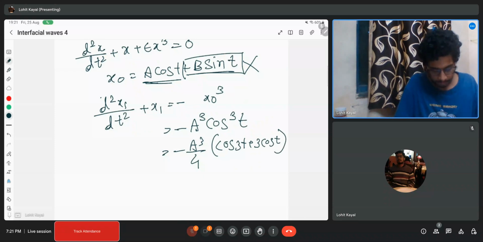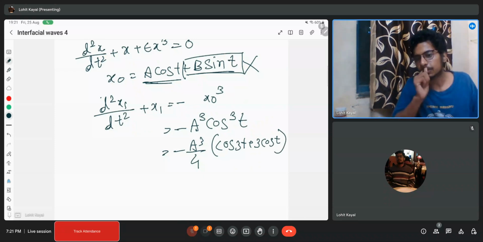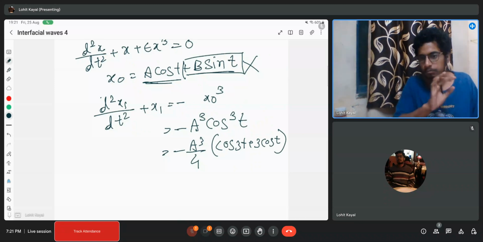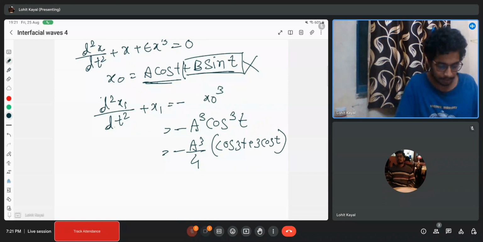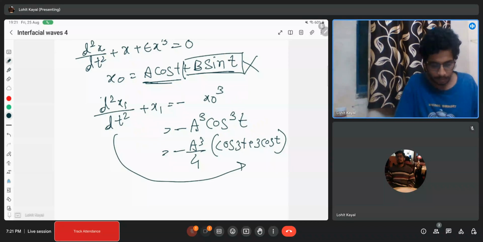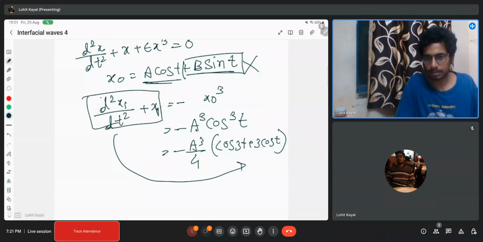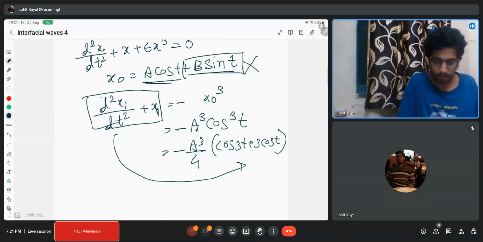Okay. Now, in the last question, where you have epsilon x square, the perturbation method works well. There was no problem in this equation. But can you see a problem here? See that the left hand side is anyway the same. Left hand side is the same. It has the solution of x1 of cosine t. Okay, it's something cosine t or sine t. But on the right hand side, we get a term of cosine t.